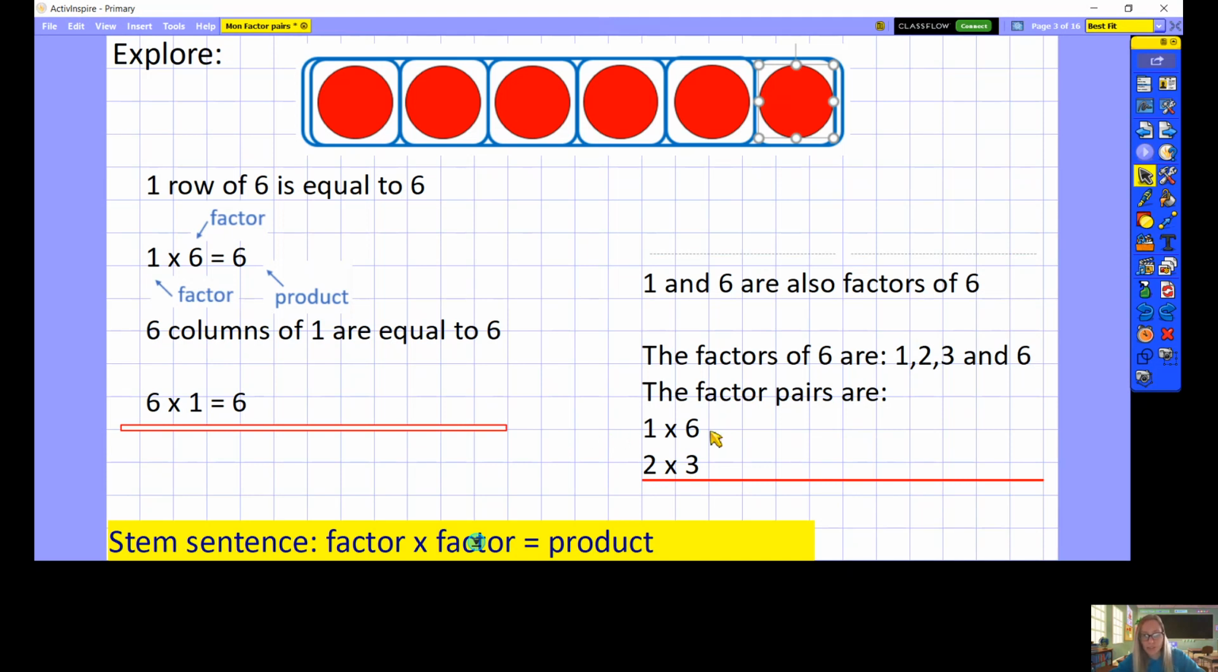We don't need to write these out as 6 times 1 and 3 times 2, as we only write the factors once. Our STEM sentence for today is factor times factor equals product. So say that with me now. Factor times factor equals product.